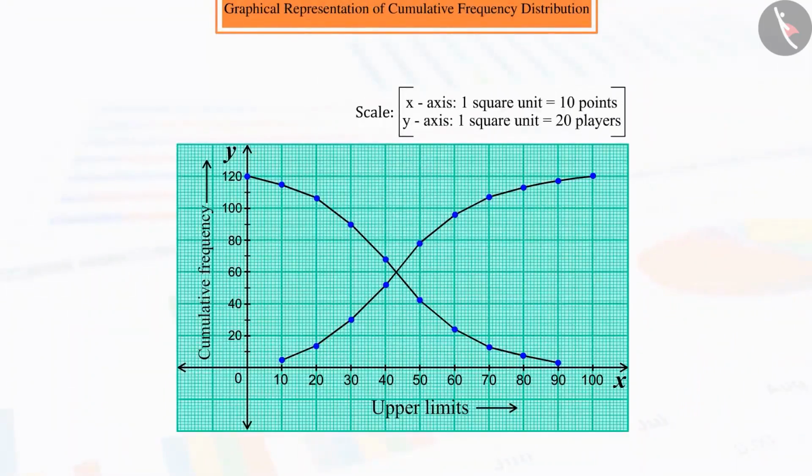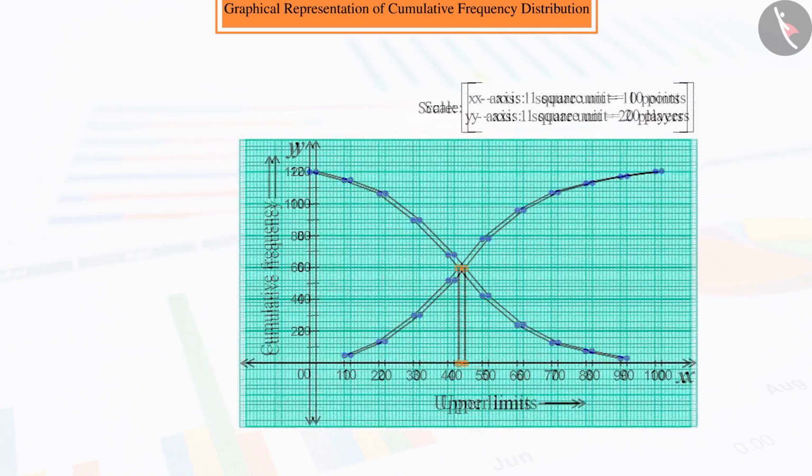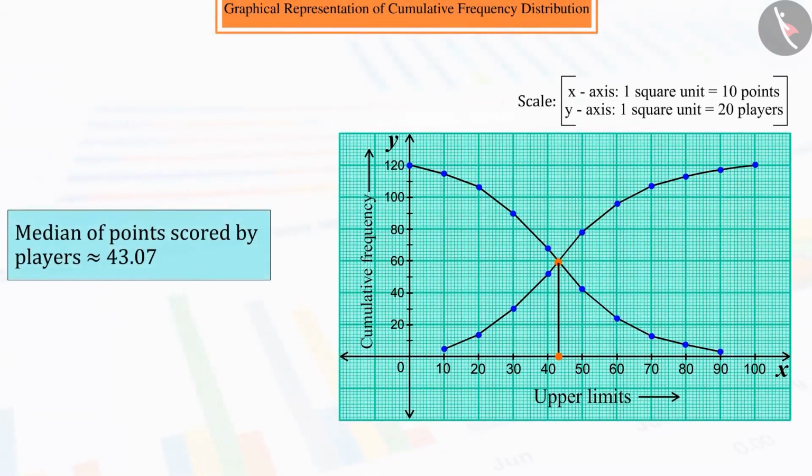If we draw both types of ogives on the same graph, then these two intersect each other at a point. From this point, let's draw a perpendicular on the x-axis. The point at which the perpendicular drawn intersects the x-axis is the median of the data. Therefore, we can say that the median of the numbers obtained by the players is 43.07.